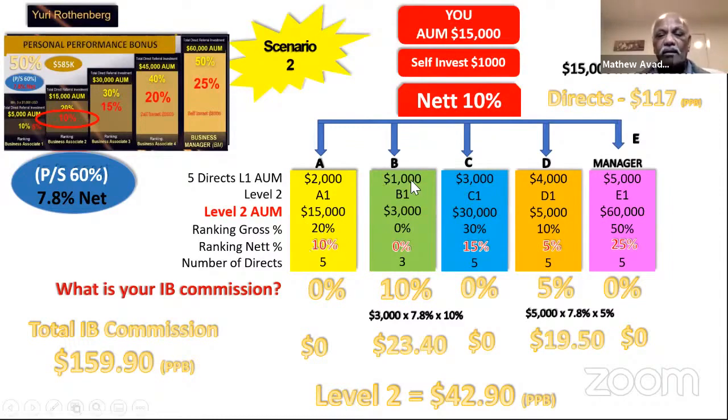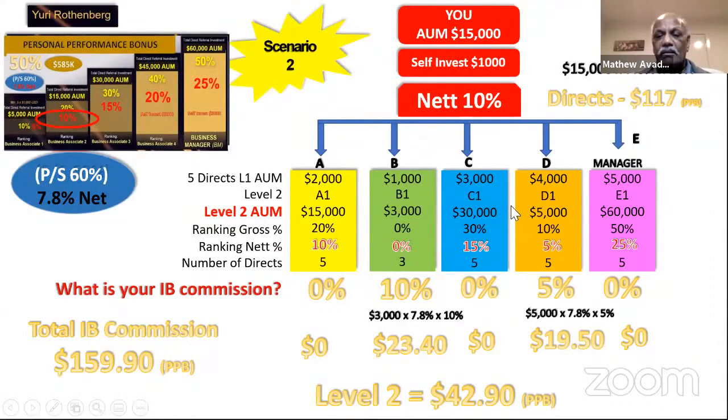Now, if you look at the next client, your B, they still have $1,000, and under them there is another client who has $3,000. But this B does not qualify as a QIB, so automatically you will get 10% of these $3,000. So you will earn another $23,040.